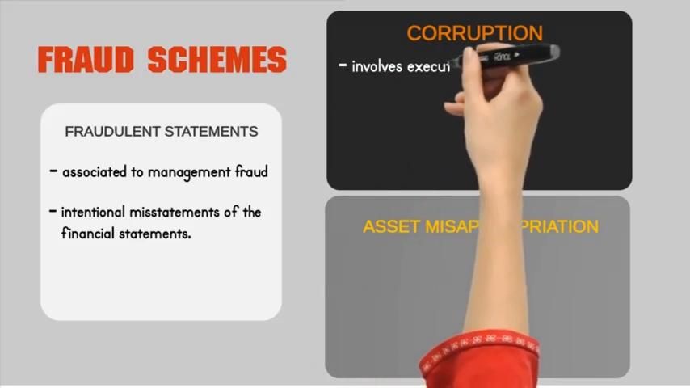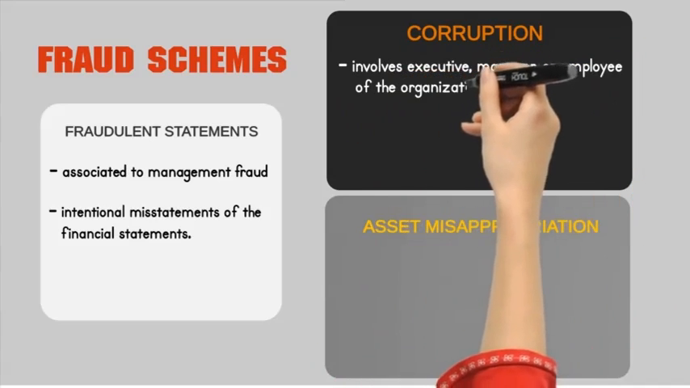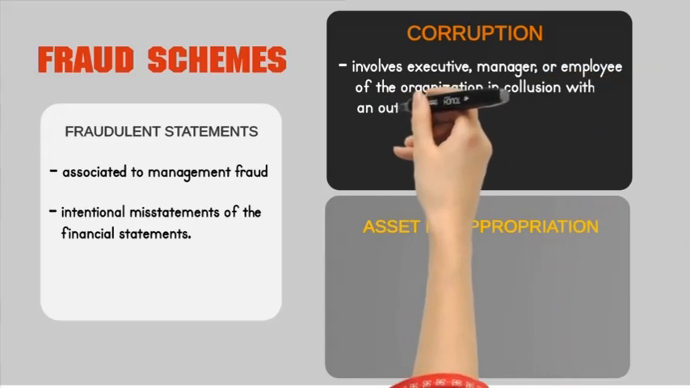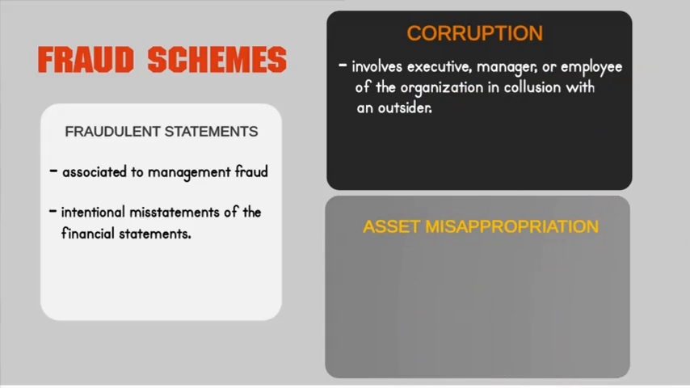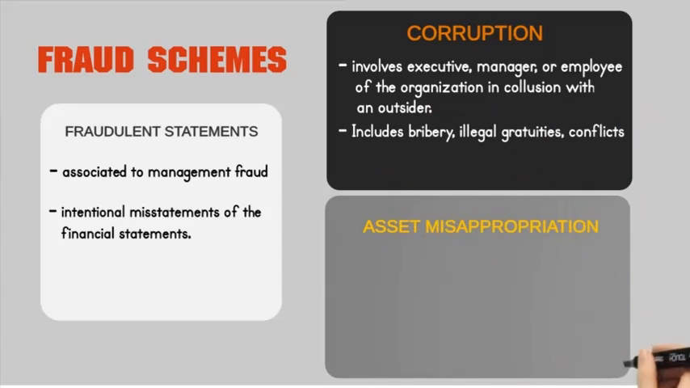Corruption involves an executive, manager, or employee of the organization in collusion with an outsider. The ACFE defines corruption as the wrongful use of influence to procure a benefit for the actor or another person, contrary to their duty or the rights of others. The ACFE study identifies four principal types of corruption: bribery, illegal gratuities, conflicts of interest, and economic extortion.